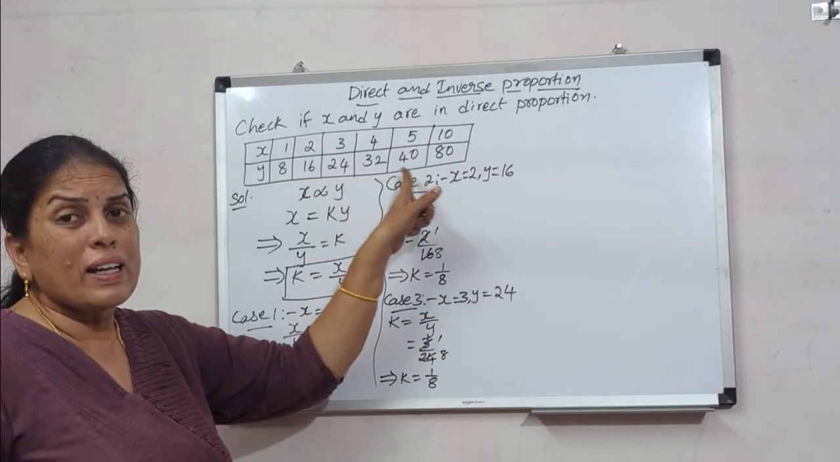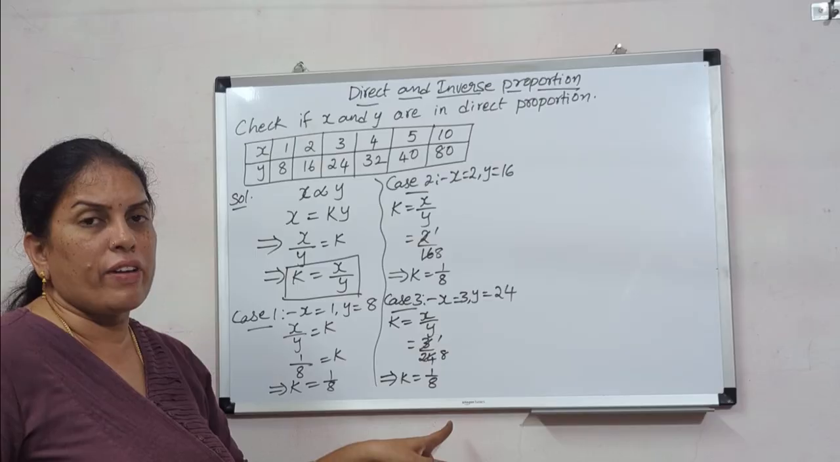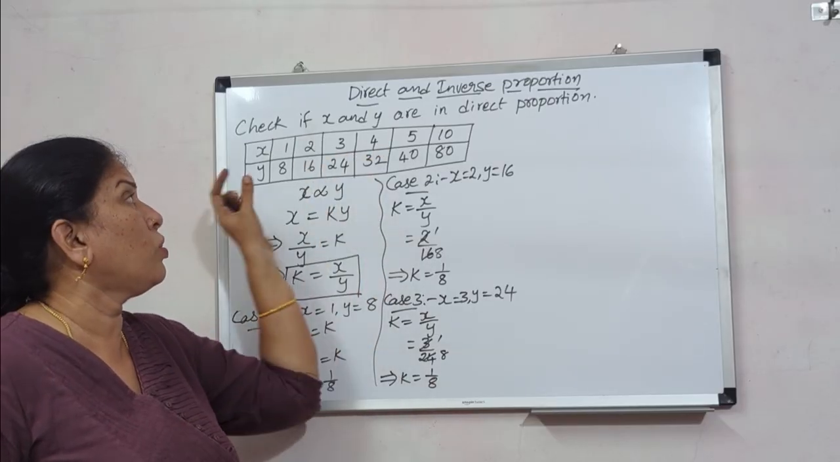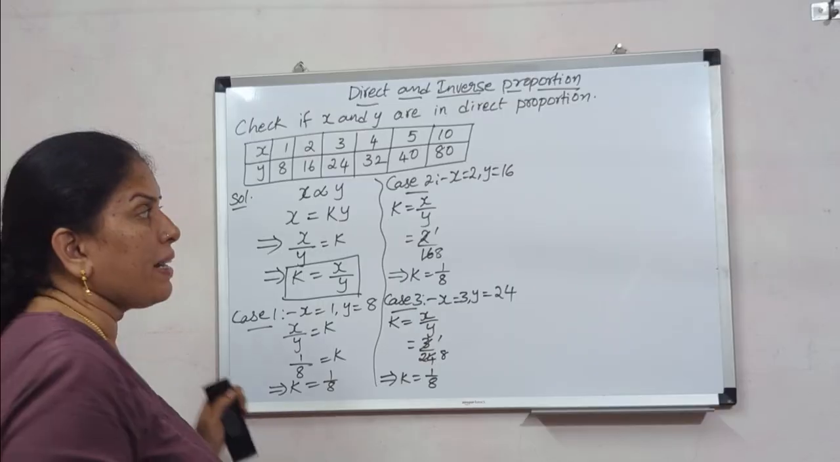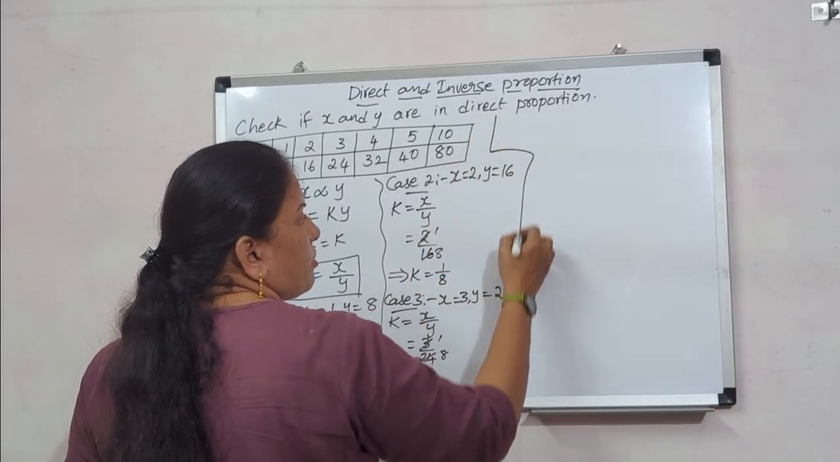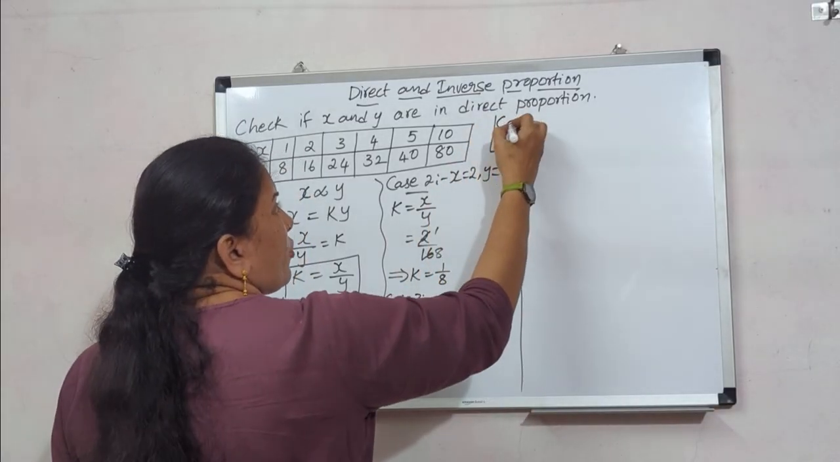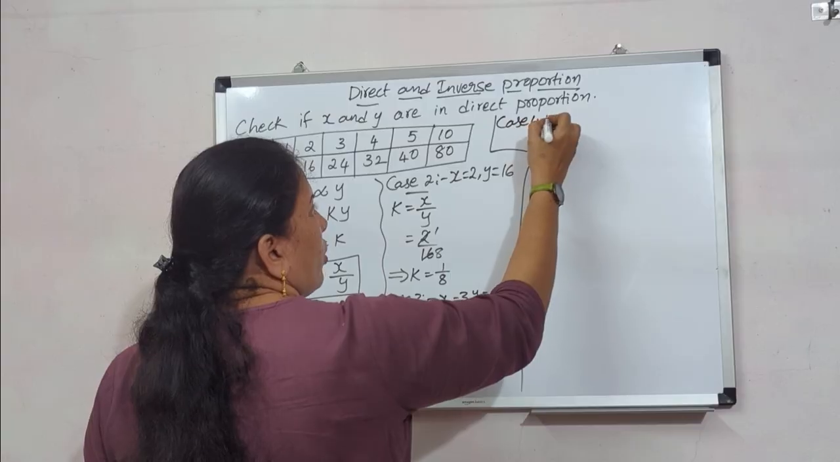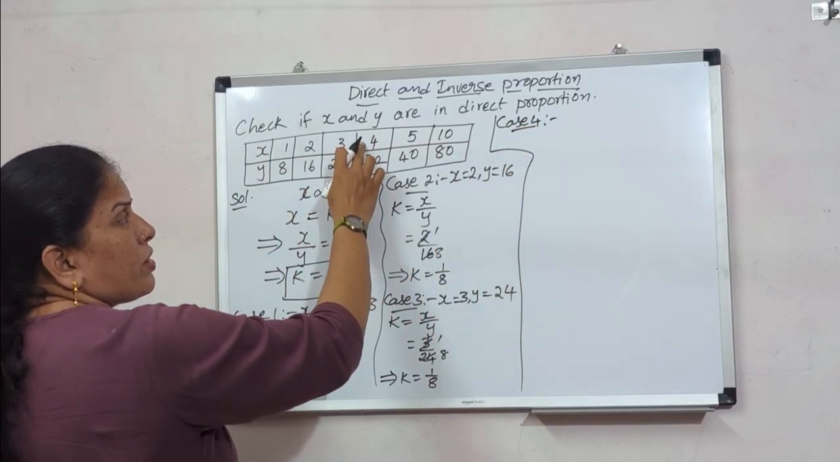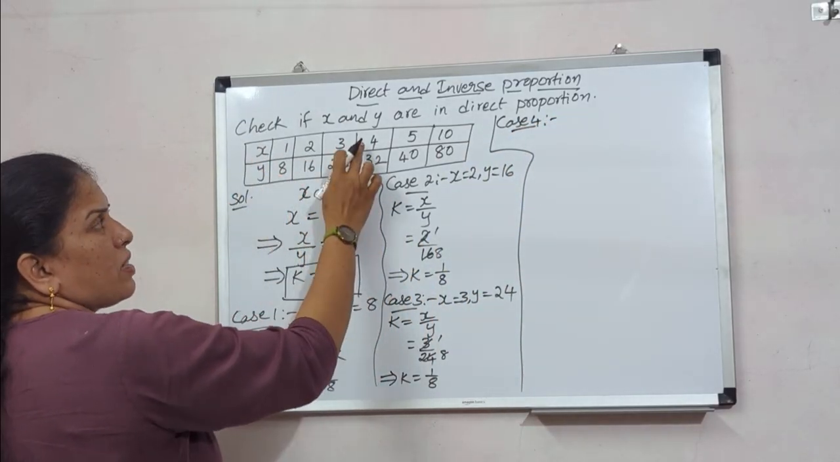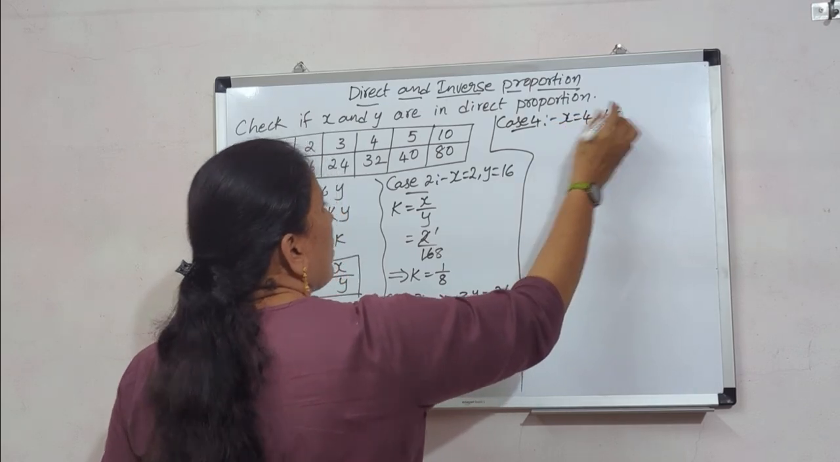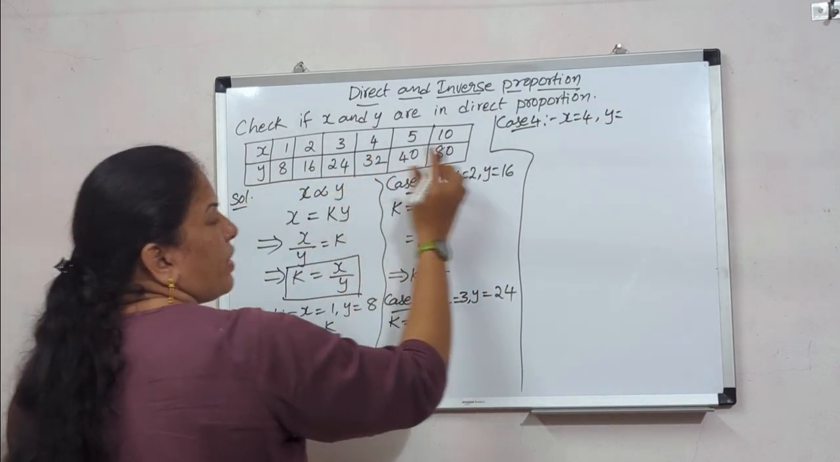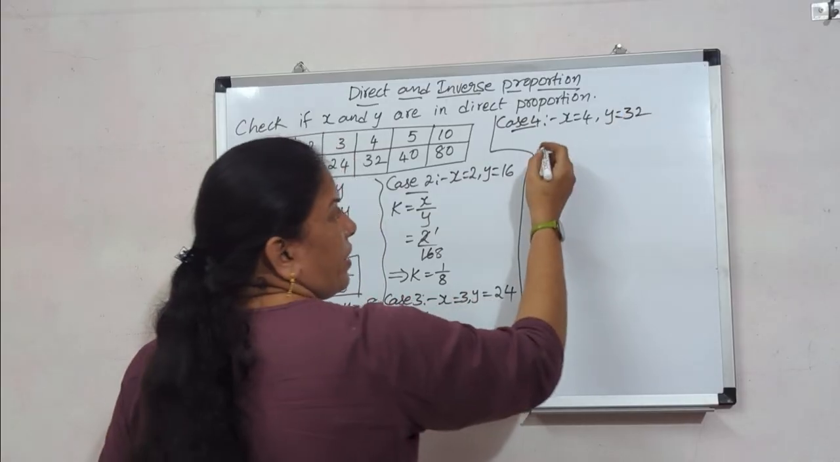If you get the same constant value in all the cases, then the x and y are in direct proportion. We will check the remaining cases also. Case 4. What is the fourth case? X is equal to 4, and y is equal to 32.